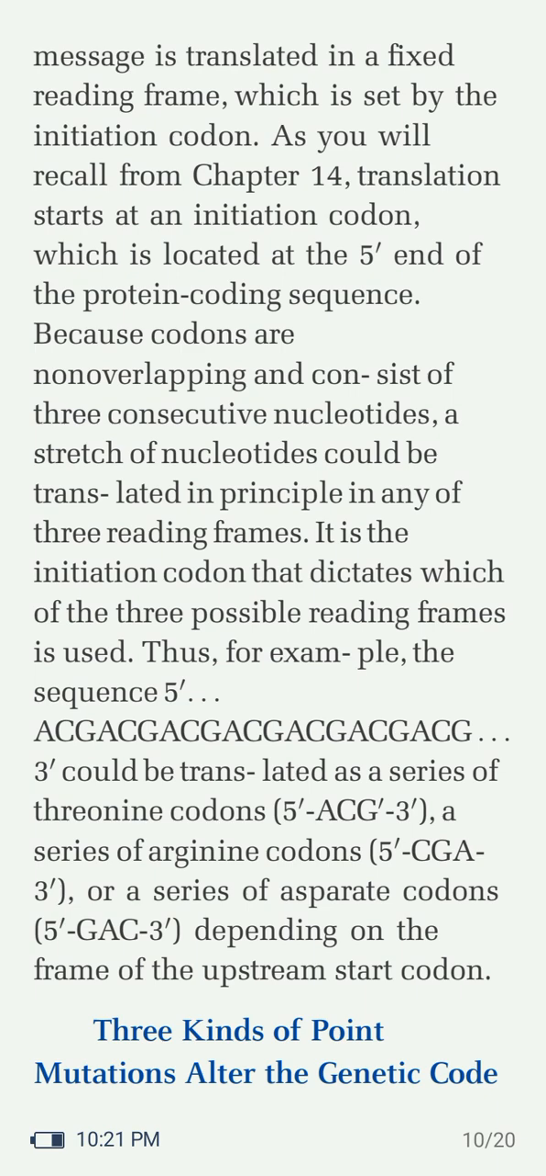Thus, for example, the sequence given could be translated as a series of threonine codons or a series of arginine codons, like the picture, depending on the frame of the start codon.